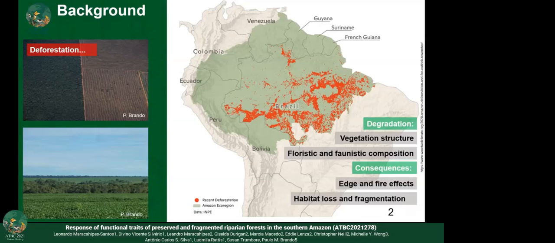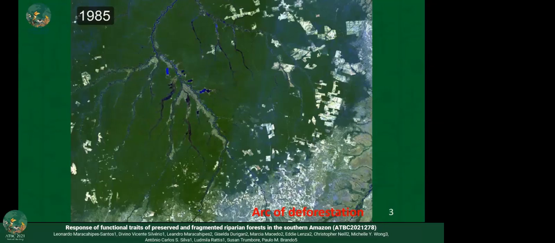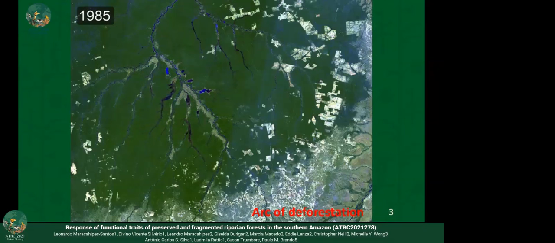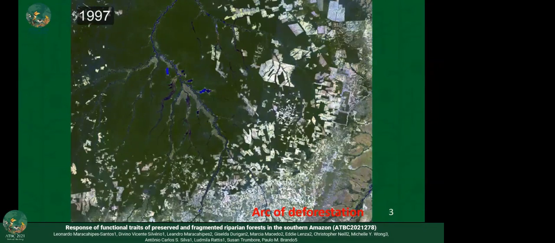Deforestation of tropical rainforest can have broad impacts affecting global climate and biodiversity. In the long term, this contributes to forest degradation and change in the forest flora and fauna composition. The consequences of this process include habitat loss, fragmentation, edge effect, and fire. In the Mato Grosso state, one of the highest rates of deforestation has occurred in the Upper Xingu region. The riparian forests are the main forest type remaining in the landscape.